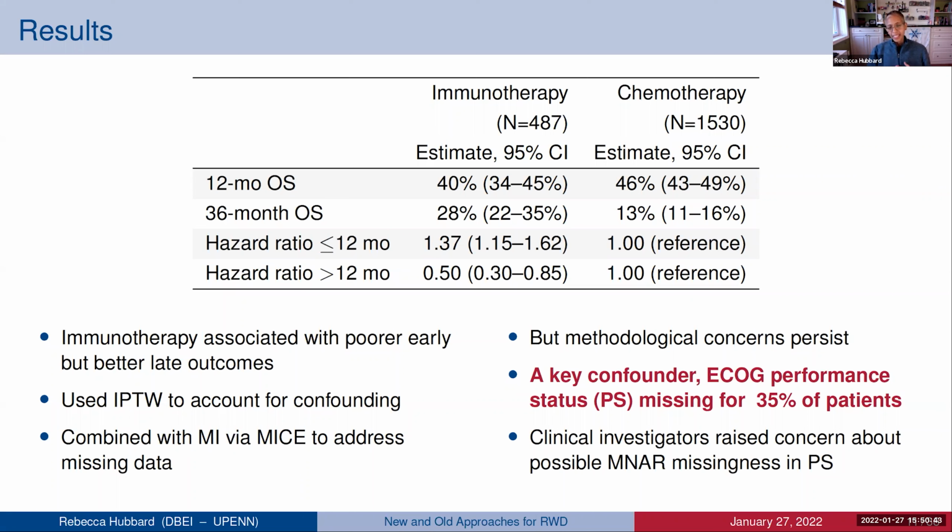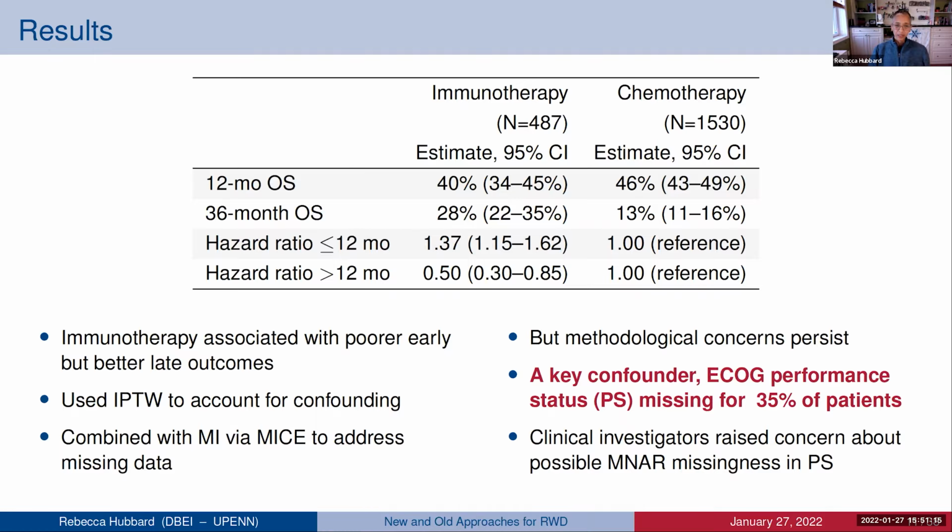So in this particular study, we were trying to deal with the fact that we know that there's confounding in which patients are treated with immunotherapy versus chemotherapy. To address that, we're using inverse probability of treatment weighting. We also have a lot of missing data. Many of the confounder variables that we were interested in that went into computing those weights had missingness as part of them. And so we additionally addressed the missing data issue in this analysis using multiple imputation via mice.